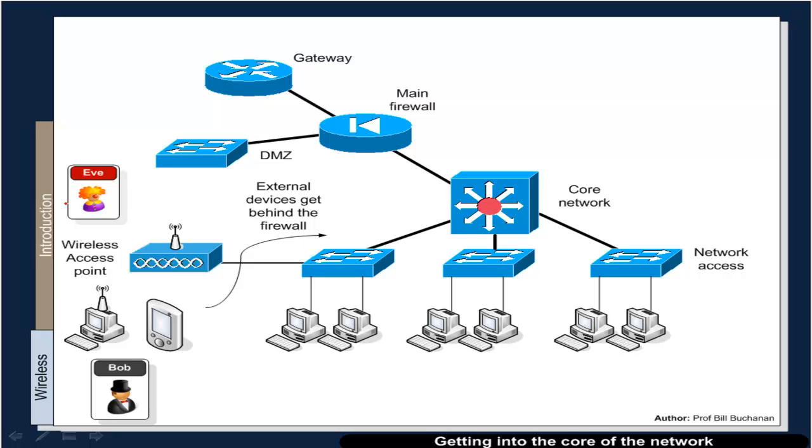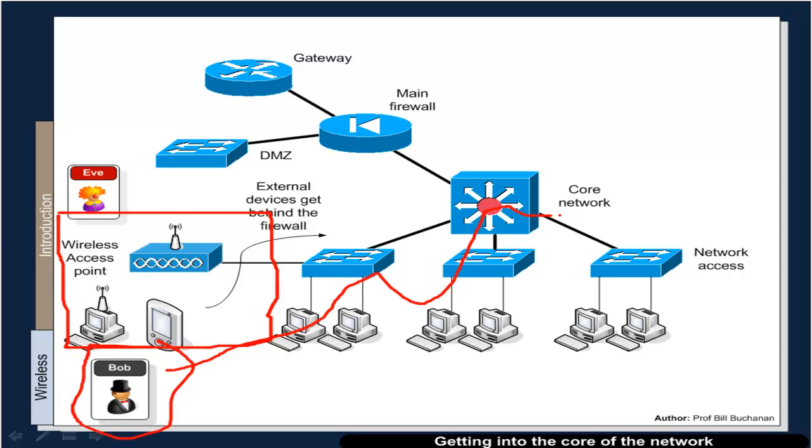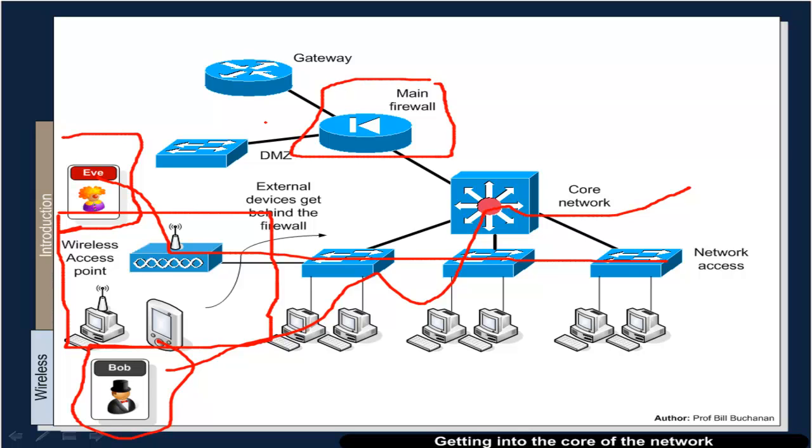So the problem that we have is that if we provide wireless access from inside our network infrastructure, then it means that Bob can have direct access to all the services that are required within the network. Unfortunately, if we provide public access, then Eve could come along and get direct access to the core infrastructure. So she now gets behind the main firewall and can go in through this into the core network.